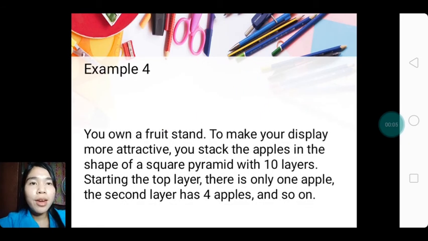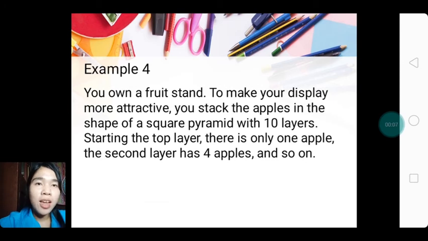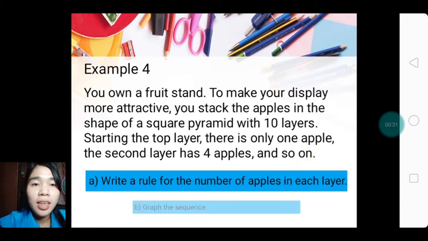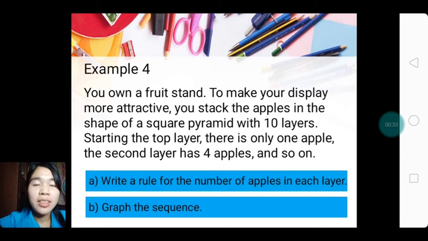So, we have here a situation where you own a fruit stand. To make your display more attractive, you stack the apples in the shape of a square pyramid with 10 layers. Starting at the top layer, there is only one apple. The second layer has 4 apples and so on. So now, write a rule for the number of apples in each layer, then graph the sequence.